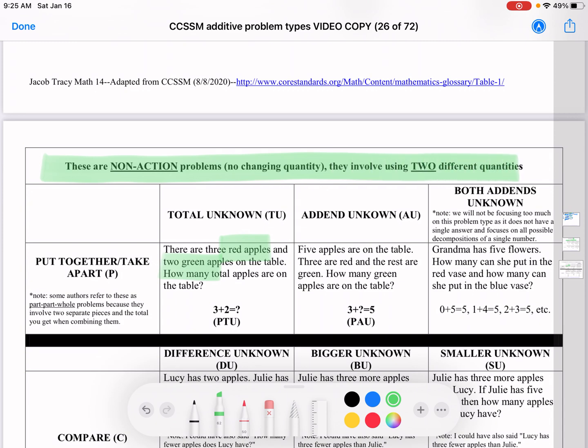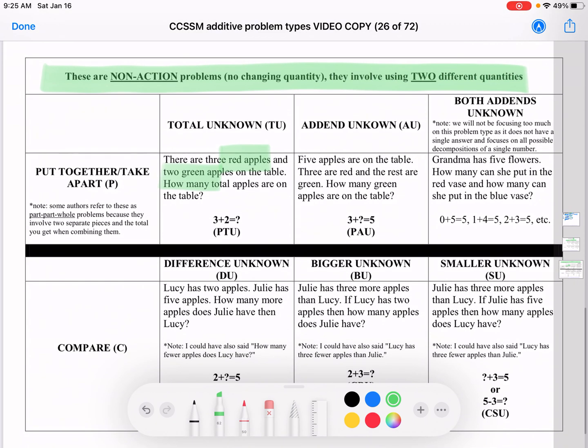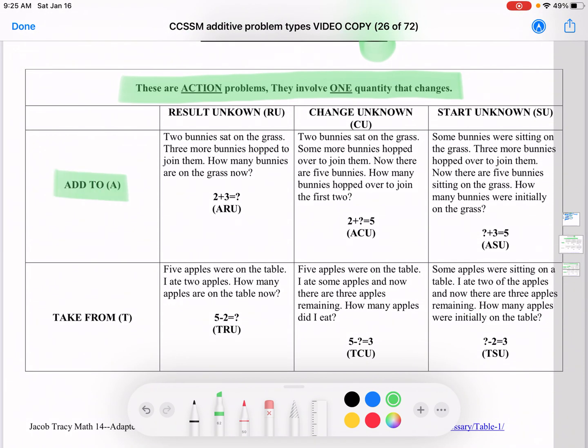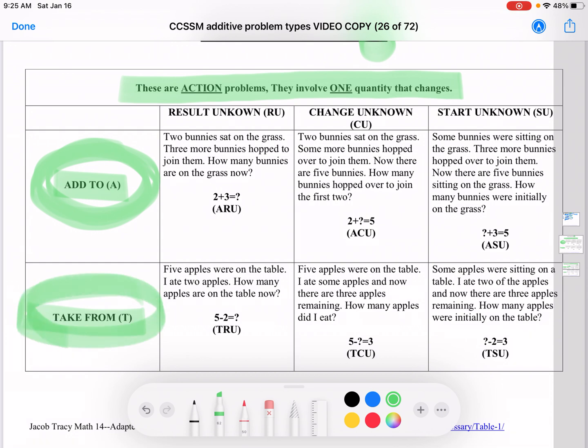If I have two different quantities, I would be on this page with the put together take apart problems or the compare problems. If I have one quantity changing, it would either be an add to or a take from problem. So if I have one quantity that's changing and it's getting bigger, that makes it an add to problem. If I have one quantity changing and that one quantity is getting smaller, like I have 5 apples and then some apples are eaten, how many apples are left? We have apples, one quantity, and the amount of apples is getting smaller, it makes it a take from.